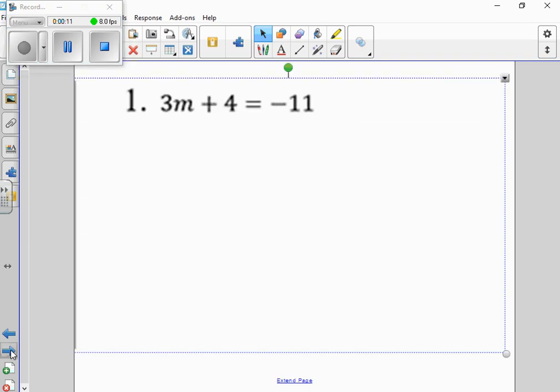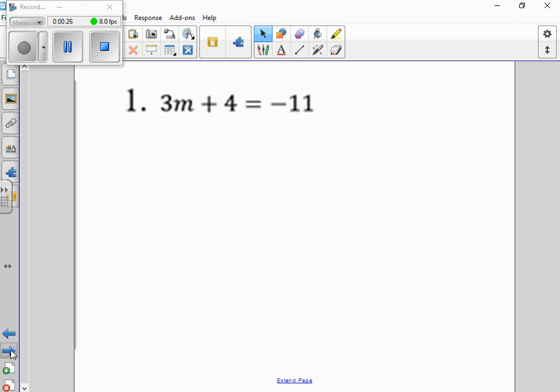So example one, we have 3m plus 4 is equal to negative 11. Remember, the goal is to get m on the side by itself so we can find m's value. I look, and there's a 3 attached to my m, and there's a 4, which means I have to move both of those numbers one at a time. We'll use the inverse of order of operations, so we take care of the addition or subtraction first, and the multiplication and division at the end.